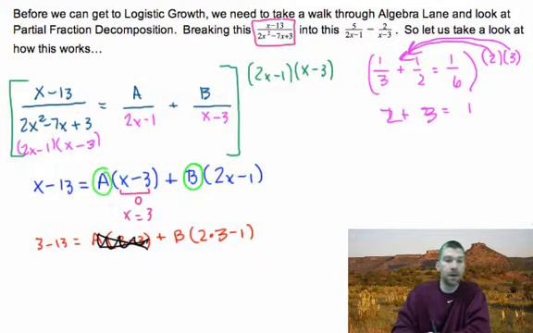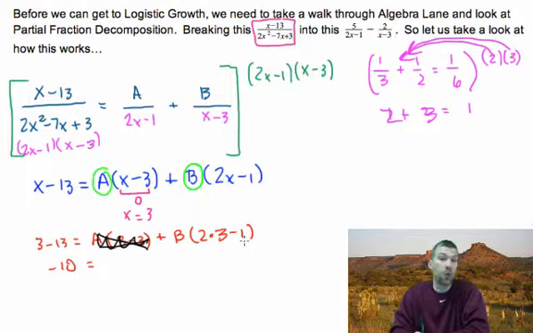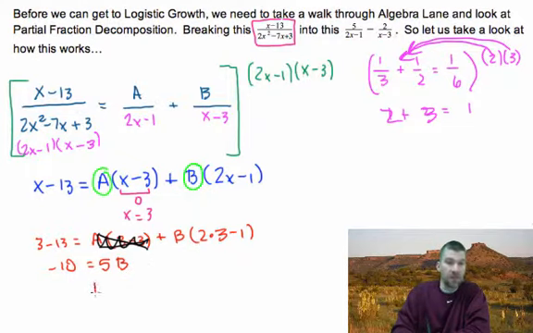3 minus 13 is negative 10. And then 6 minus 1 is 5, so I've got 5b. And when I finish this little step off, b equals negative 2. That's this b right here. That takes care of b.